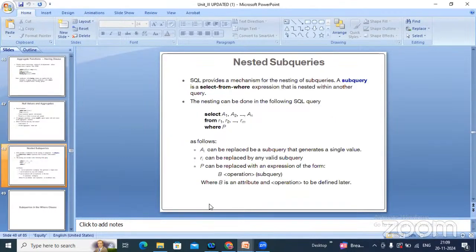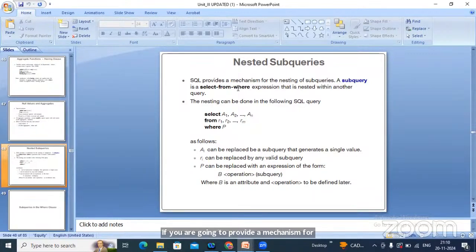So nested queries, a query within a query, are called subqueries. Suppose we are writing a query to retrieve the records of a customer, select star from customer, and we want some customer details of those who are buying a particular product. For that type of question, we write nested queries, a query within a query. SQL provides a mechanism for nesting subqueries.